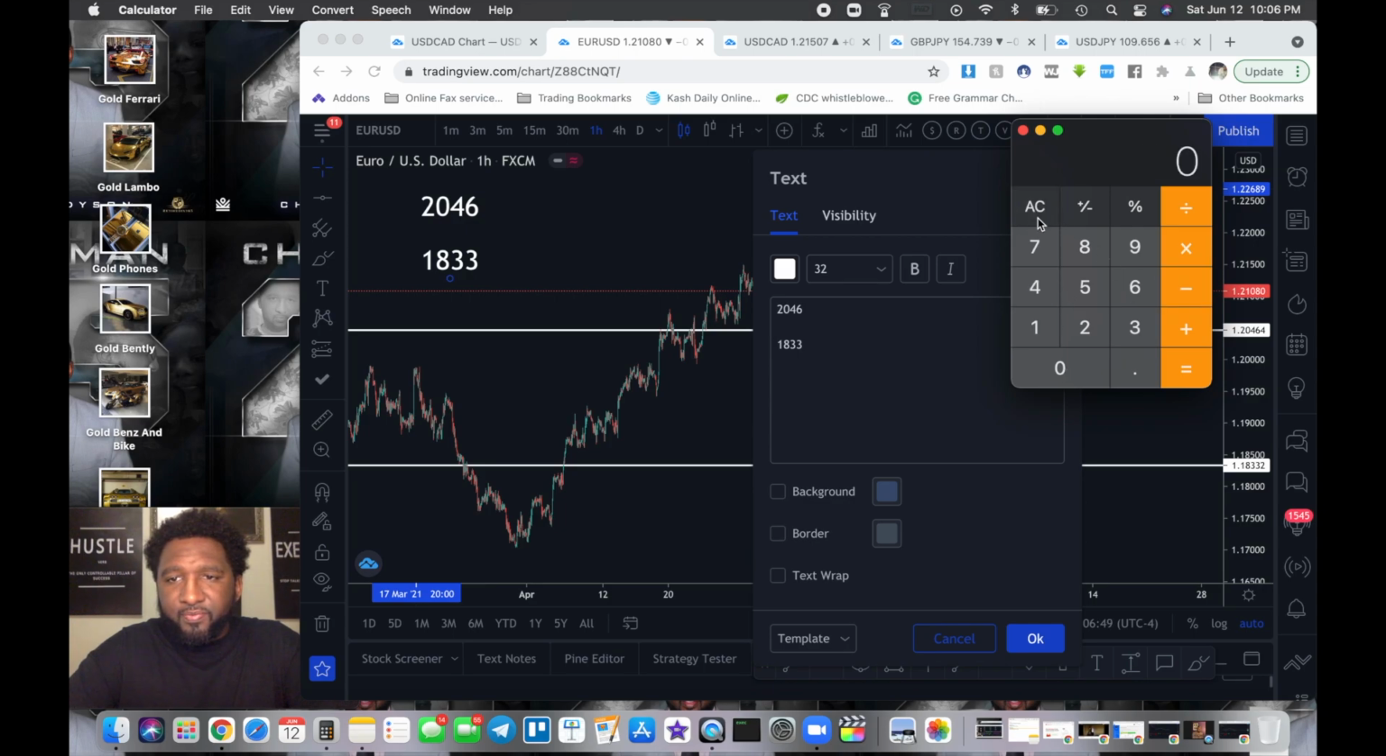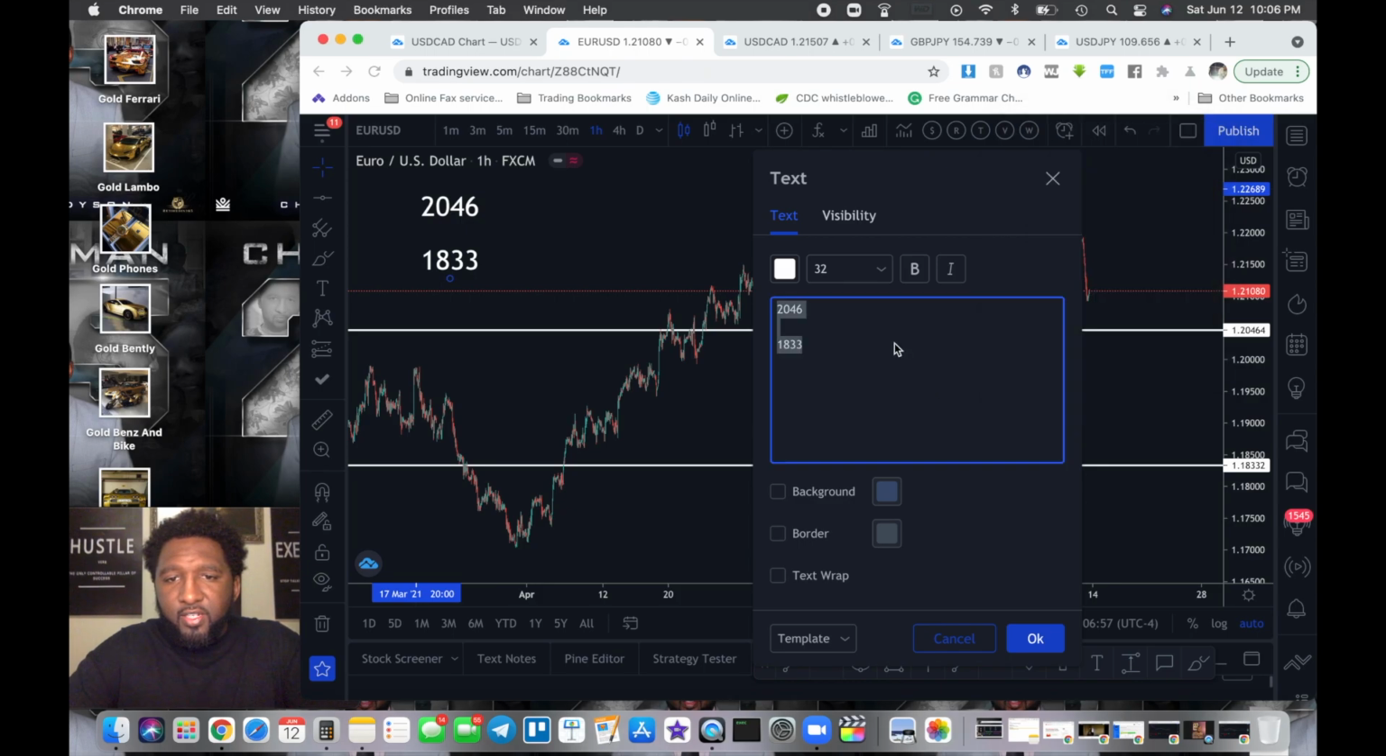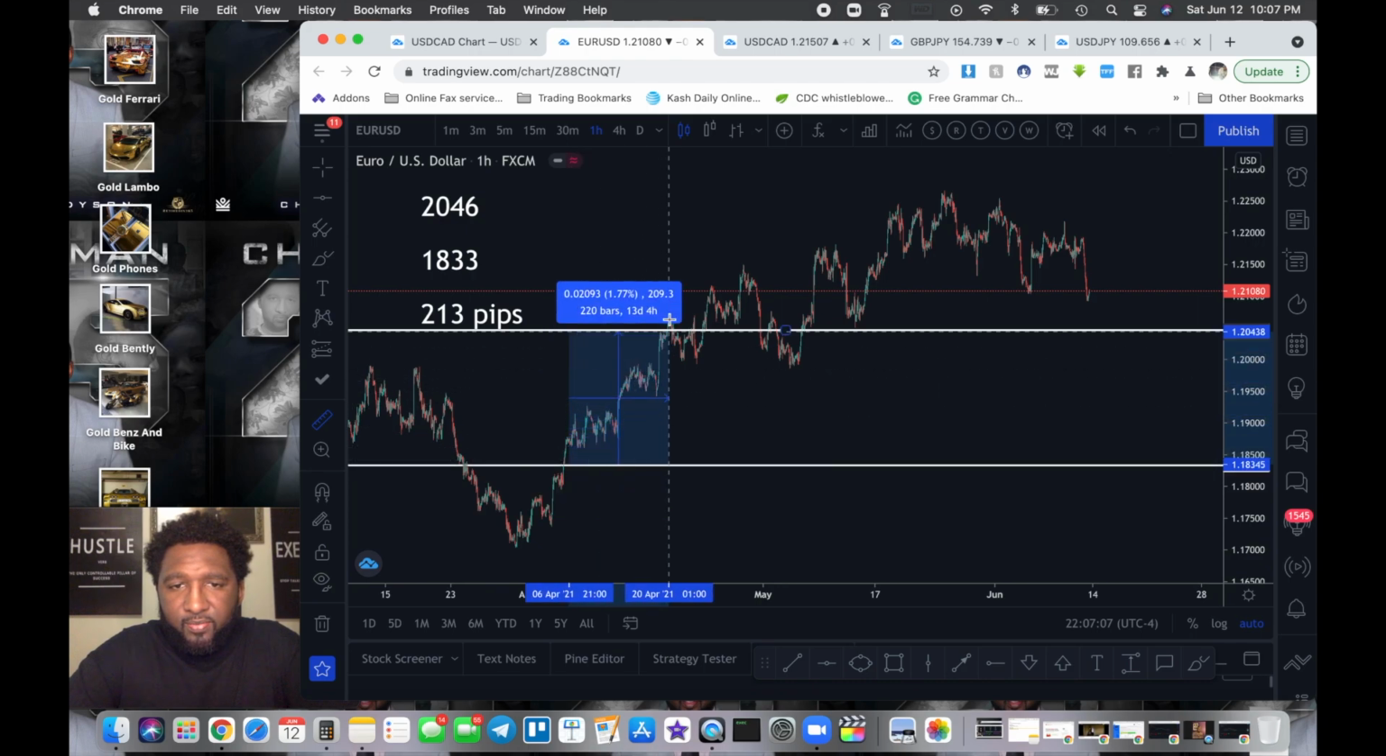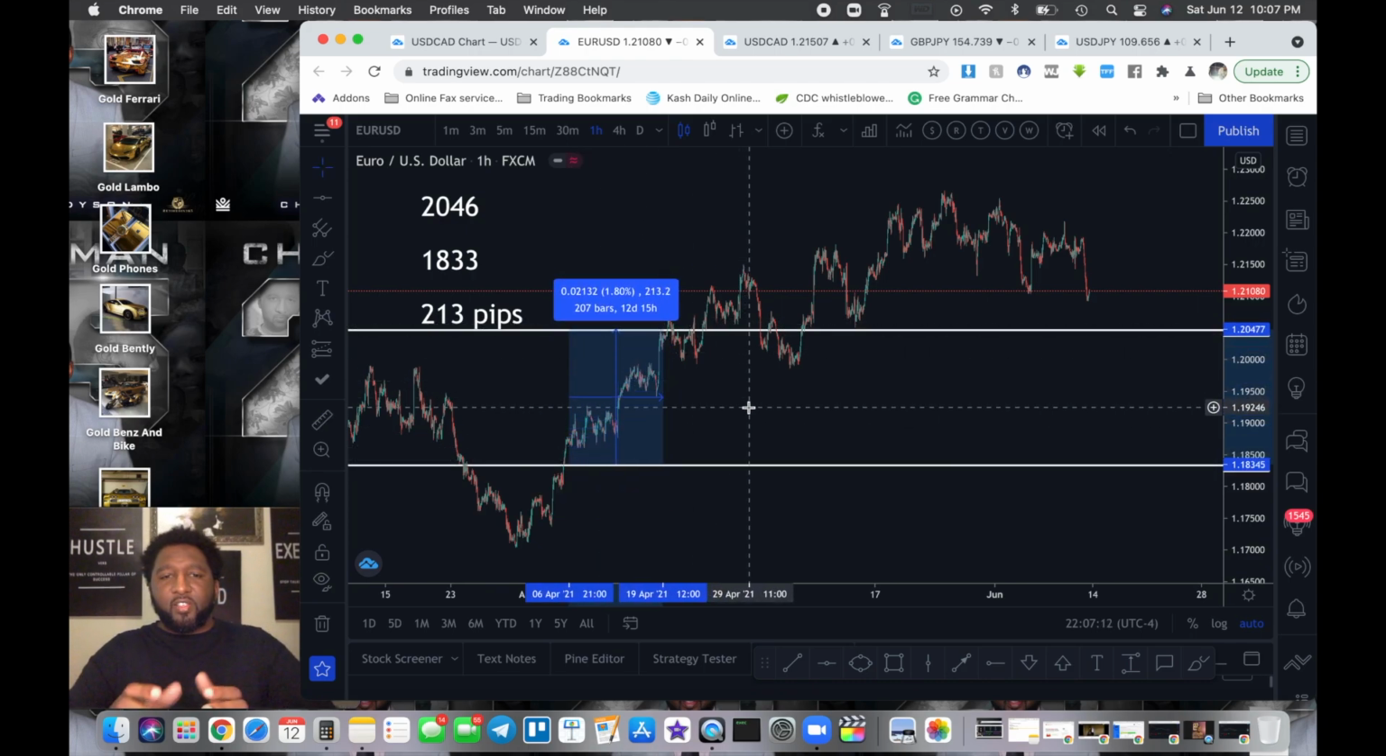And then I'm just going to take my calculator and do the math. 2046 minus 1833, 213 pips. That's my answer. 213 pips. And if I want to check my work, I just take my ruler and measure it. 213 pips, ladies and gentlemen. So that's how simple counting pips is.